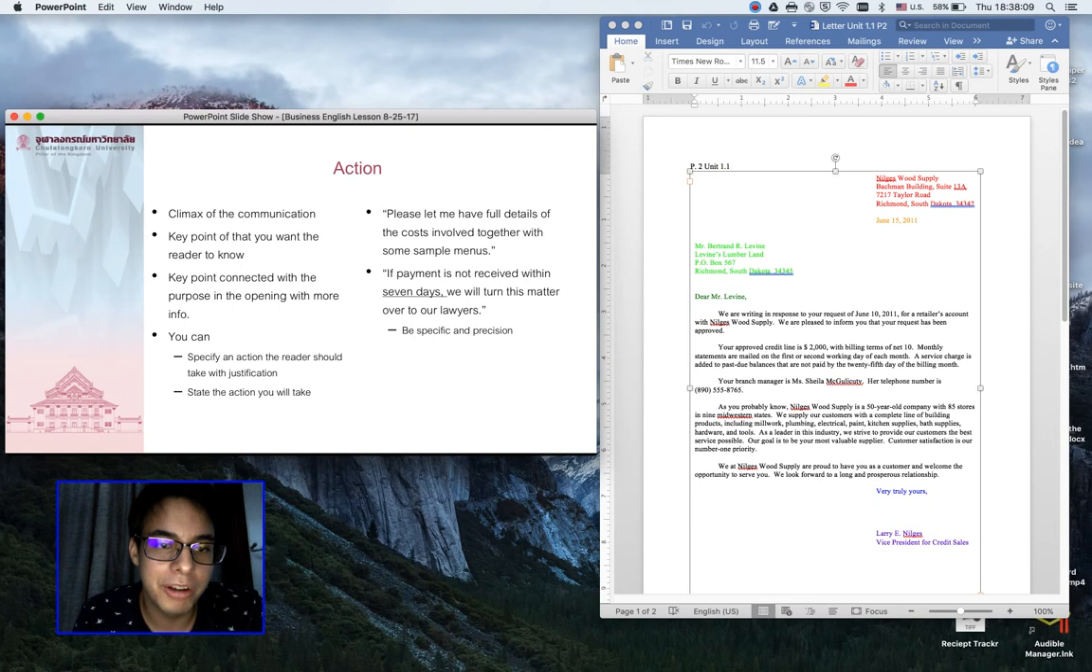This is an example of how you have to be precise. So for example, 7 days. Now you could say, if you need to give us the money ASAP, that's not a specific date. But if you say 7 days, the reader will know in 7 days they need to make the payment, or else they have to face the consequences. Okay?